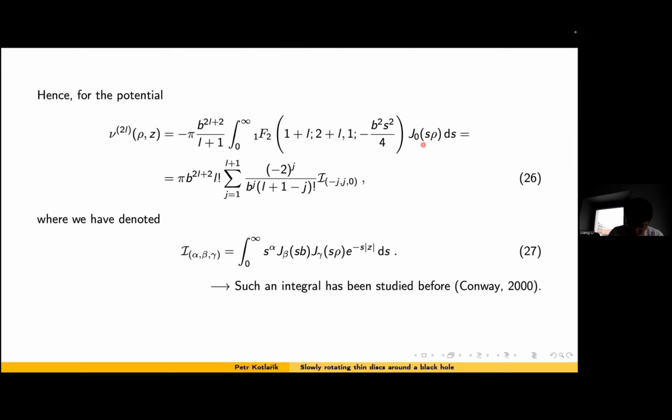Hence, the solution for the potential is reduced to finding this kind of integrals. And this is really just a kind of Laplace transformation of Bessel function products. And this integral has been studied before, for example, by Conway. And in fact, you can obtain closed form formulas for some lower indices here, and then use various recurrence relations to obtain closed form formulas for any integral of this type.